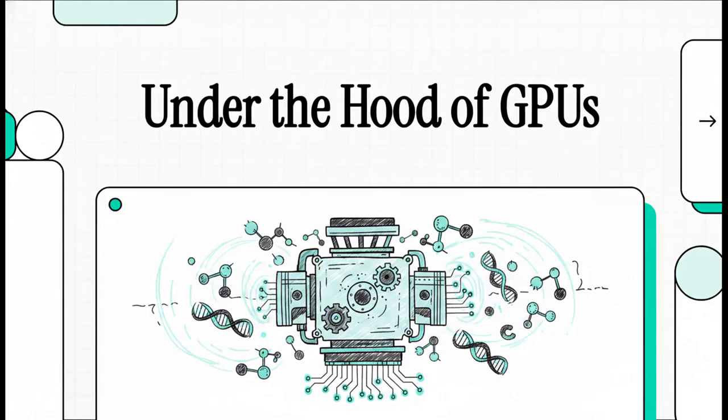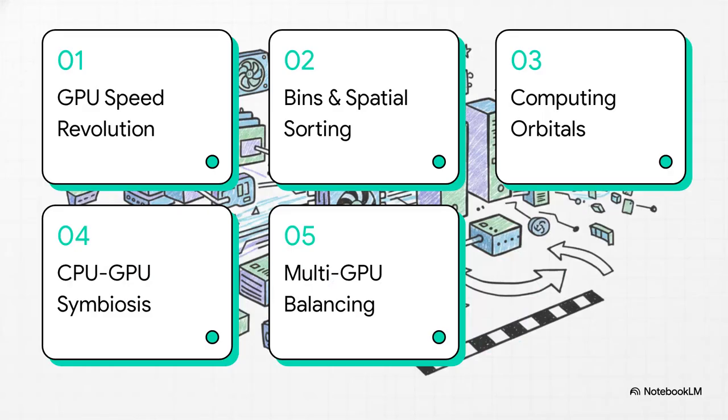Welcome to the Explainer. Today, we are going under the hood, literally tearing down the engine of GPU optimization. We aren't just going to look at some surface-level speedups. We are going to understand exactly how molecular dynamics unlocks the kind of raw computing power that accelerates real-world scientific discovery. Okay, let's dive into this.